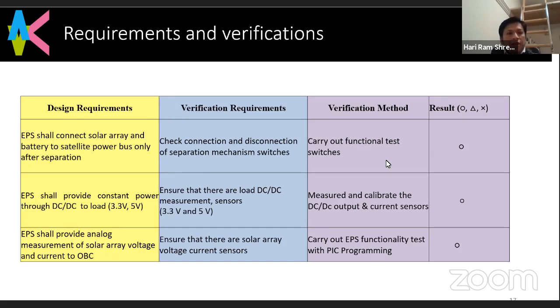Again, EPS provides constant power through the DC-DC to the 3.3 and 5 volt loads. Inside the load, the DC-DC is the main part. So we did many tests, many times, on the DC-DC. It makes sure that after the DC-DC there is a constant output voltage, and similarly the solar array voltage goes from the solar panel to the reset PIC and also the FAB PIC.